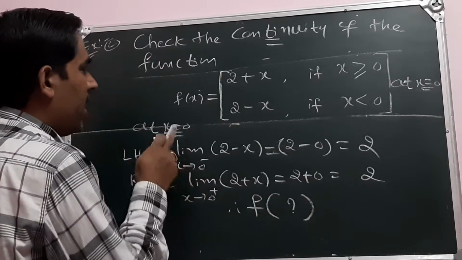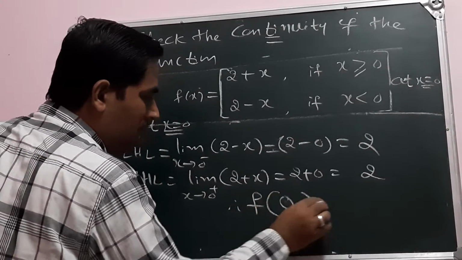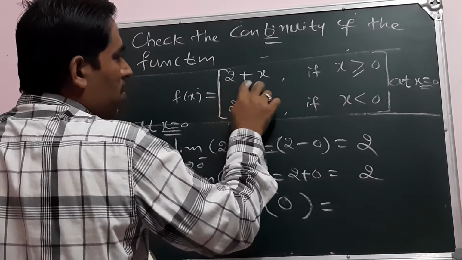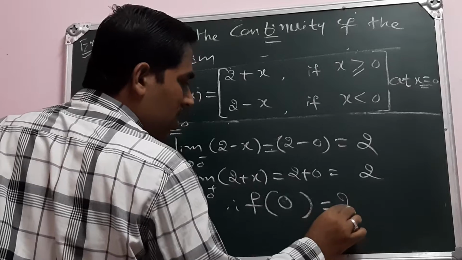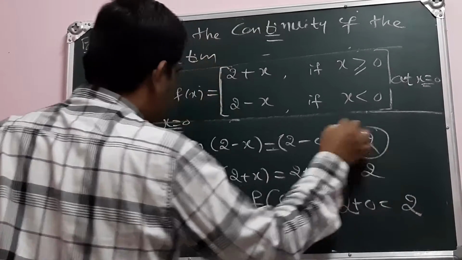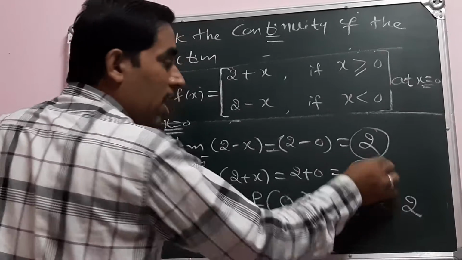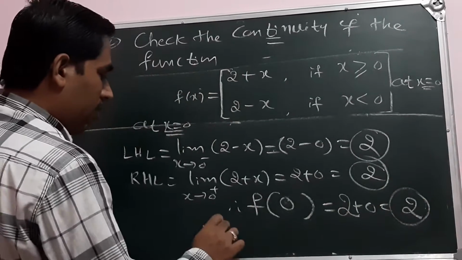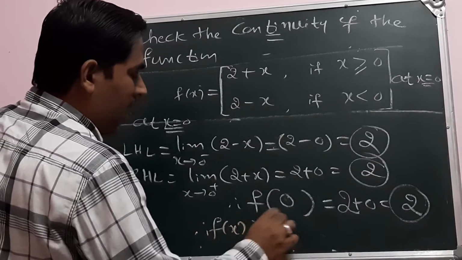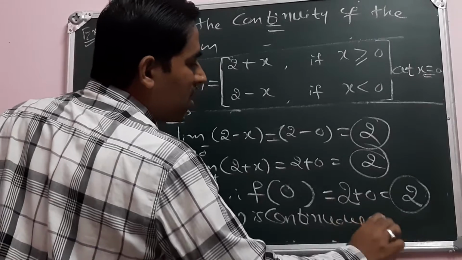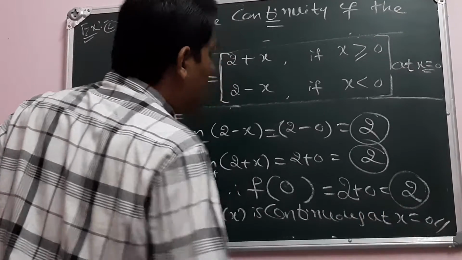Then the value of the function at the given point. So what is the given point here? Given point is 0. So we have to calculate f of 0 also. See, f of 0, when x is equal to 0, this is 2 plus 0, that will be 2. See, observe this. Left hand limit is 2, right hand limit is 2, and the value of the function at the given point is also 2. Therefore, f of x is continuous at x is equal to 0.